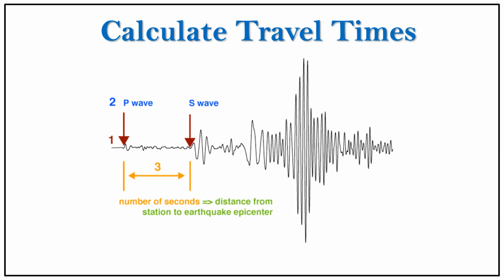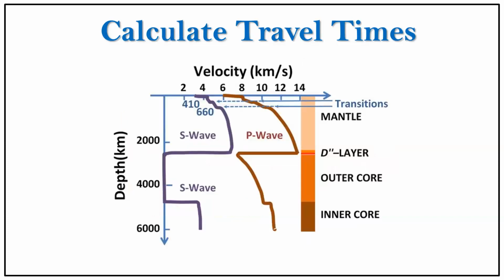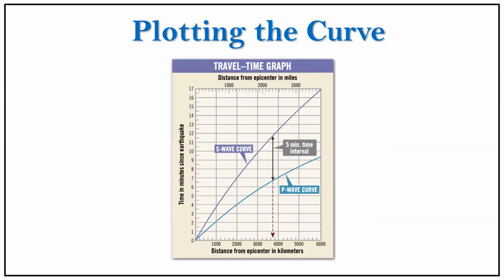Calculate travel times. Use seismic wave velocity information to calculate the theoretical arrival times of P waves and S waves at each seismograph station. The travel times will depend on seismic wave velocity in different layers of the Earth, which varies with depth and composition.